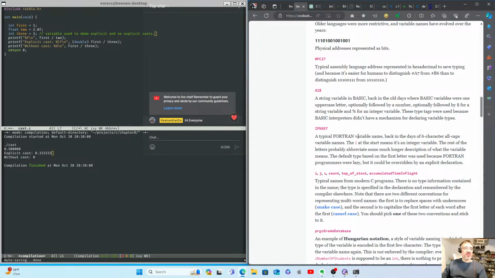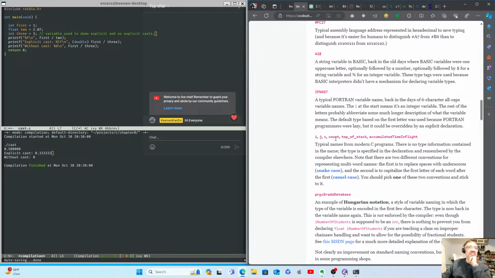IFNXG7, a typical Fortran variable name. Back in the days of 6-character all-cap variable names, the I at the start means it was an integer variable. The rest of the letters probably abbreviate some much longer description of what the variable means. The default type based on the first letter was used because Fortran programmers were lazy, but it could be overridden by an explicit declaration. So this is some integer for function G. That's crazy. IJC count top of stack, accumulated time in flight.